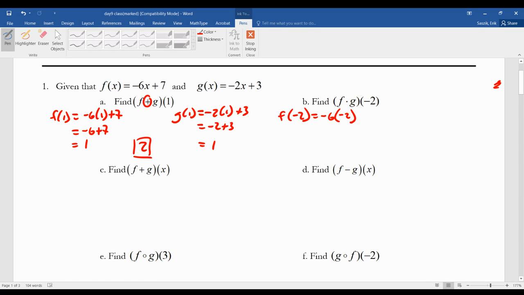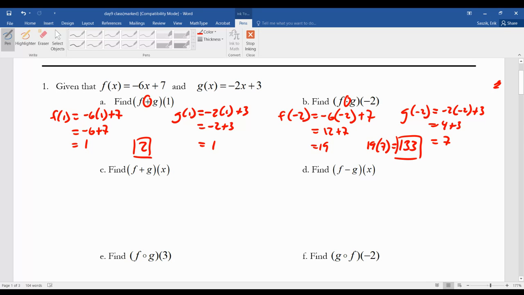Negative 6 times negative 2 plus 7. That's going to be 12 plus 7, which is 19. G of negative 2 is negative 2 times negative 2 plus 3. That's 4 plus 3, which is 7. Now we have to do what? We have to multiply. 19 times 7 is 133.